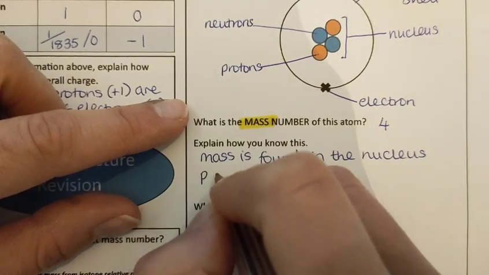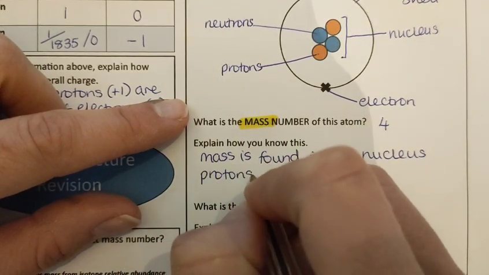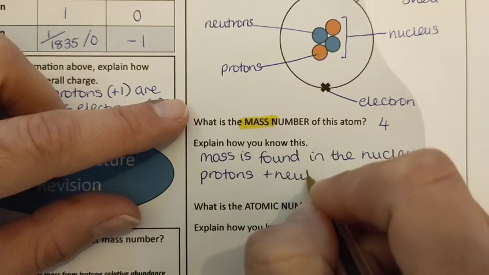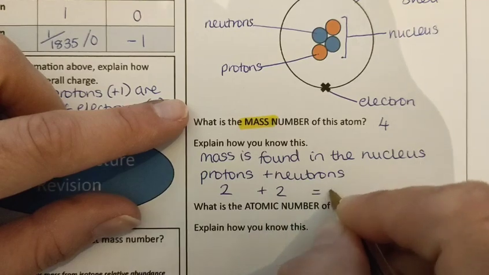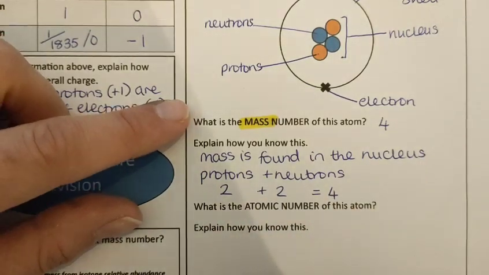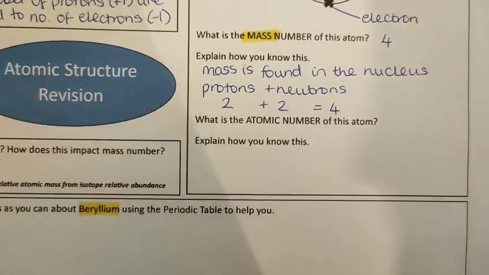It's the number of protons plus neutrons, and in this case it's 2 plus 2 equals 4. Okay, what is the atomic number?